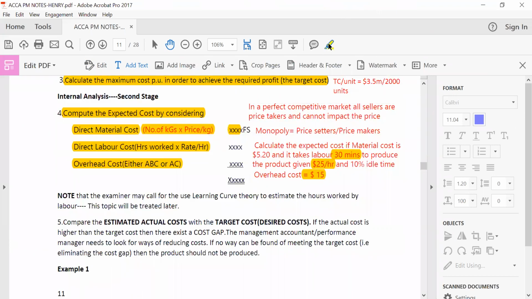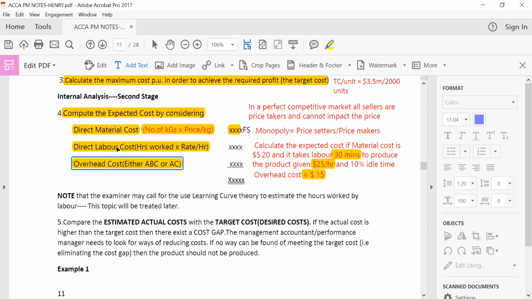Now, there's an important statement over here. In your quest to calculate overhead cost, do not be surprised that in the case of target costing, the examiner wants you to apply the bit of activity-based costing and absorption costing. Do not be surprised. That is why we have gone through activity-based costing and absorption costing.